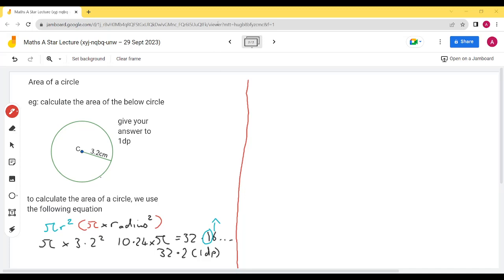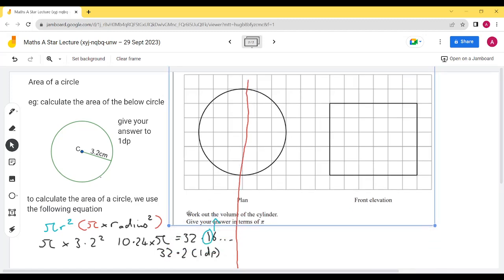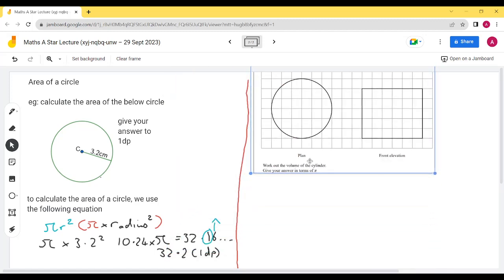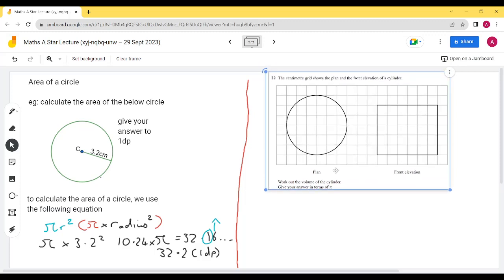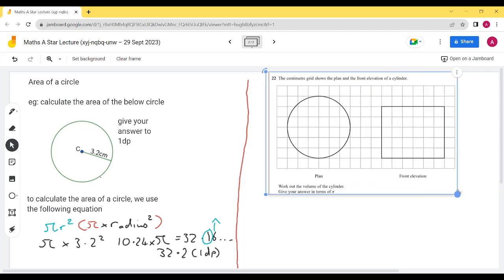Okay, so we're just going to look at an example now. This is actually a question from a past exam paper, and it's a non-calculator paper. If you're given a final answer with pi, if you multiply by pi, it will normally be in the calculator paper, but you do get area of circle questions in the non-calculator paper, and it will say give your answer in terms of pi. So here we've got: work out the volume of the cylinder, give your answer in terms of pi.